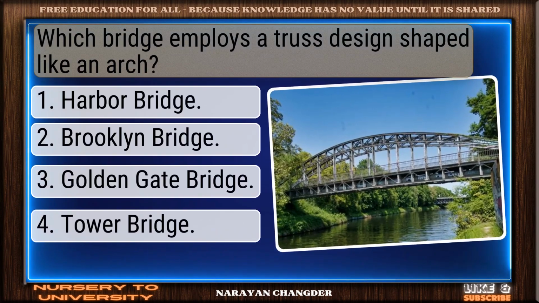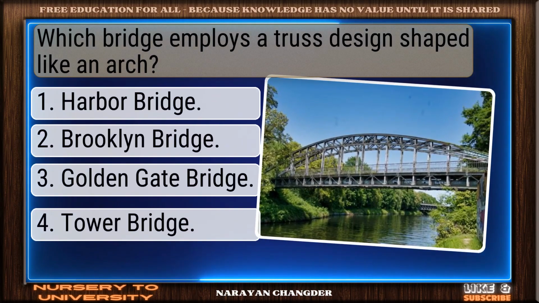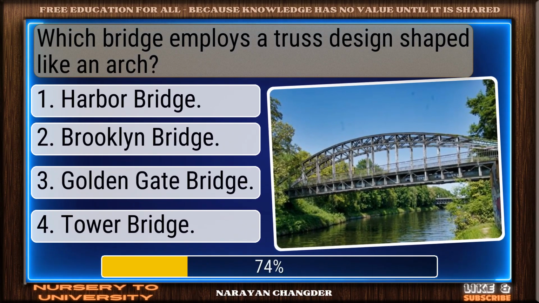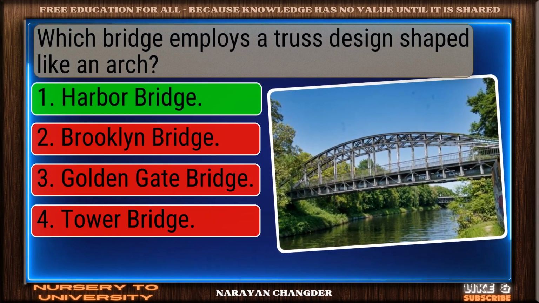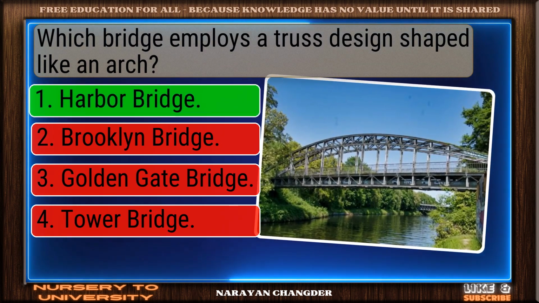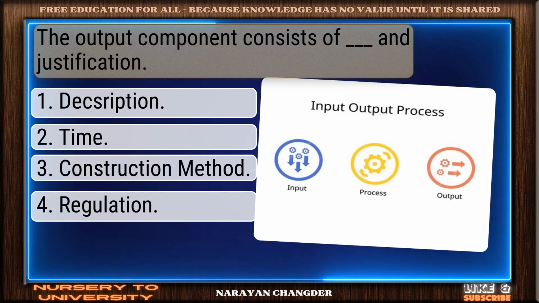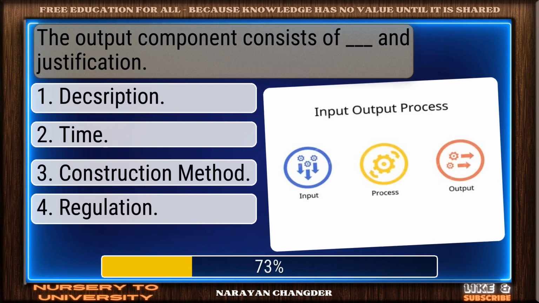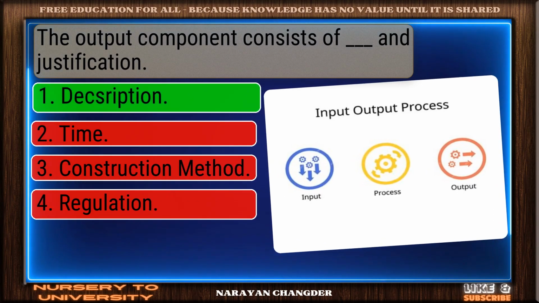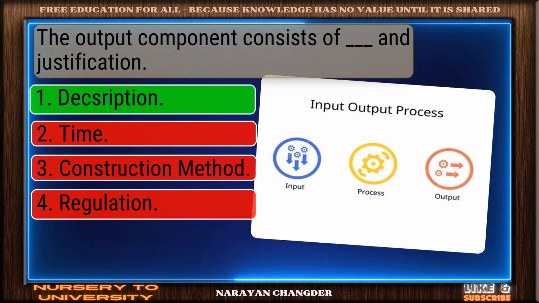Which bridge employs a truss design shaped like an arc? Sharp thinking. Harbour Bridge is the right choice. The output component consists of dash and justification. Smart pick. Description is the correct choice.